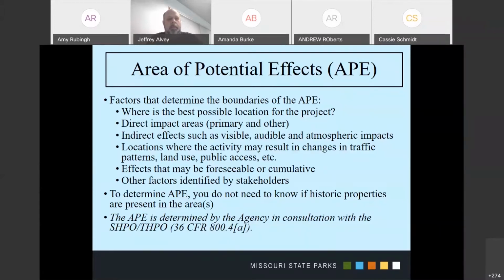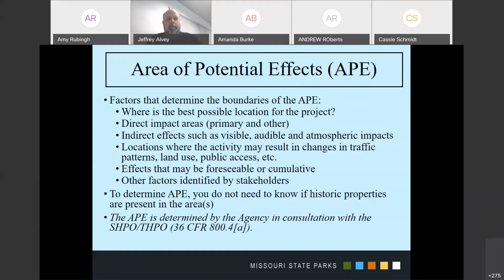And this next part can get a little tricky, because when we're thinking about indirect effects, they're often occurring later in time, whereas direct effects are immediate. And so once you add that dimension of time, you can get things like cumulative effects. So maybe initially an effect is small, but if you project that effect out over decades and think of the cumulative effect, it might be a different situation in terms of how that effect is impacting historic properties. So we have to take into consideration effects that are foreseeable or cumulative.